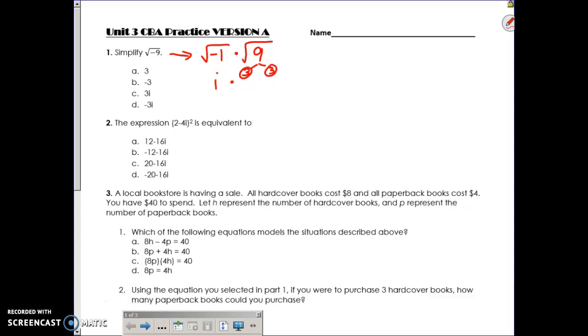Either way, you're going to get 3. Put them together, you get 3i. So that one's a pretty simple one. Basically, square root of 9 is 3. Square root of -1 is i. Put them together, you get your answer.